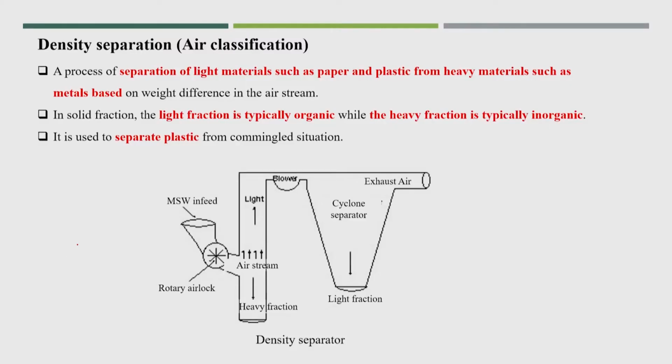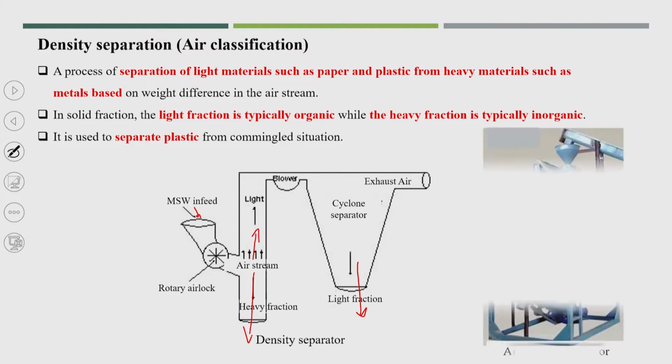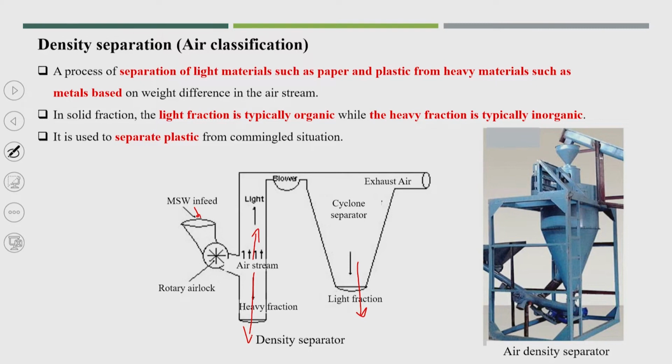So, this is the one line diagram, you can see that. Here MSW is getting fed, and here the air stream comes in the upper way. So, light material will come out from this fraction, and the heavy material will be in the bottom fraction, and both materials will get separated. This is one photograph also, you can see that. So, he is feeding it.